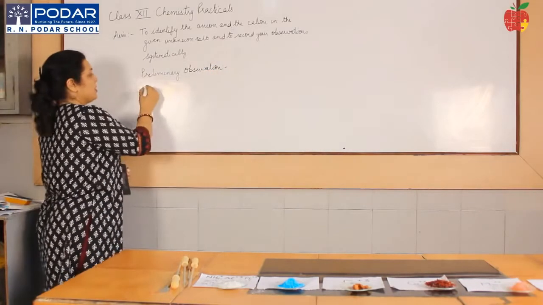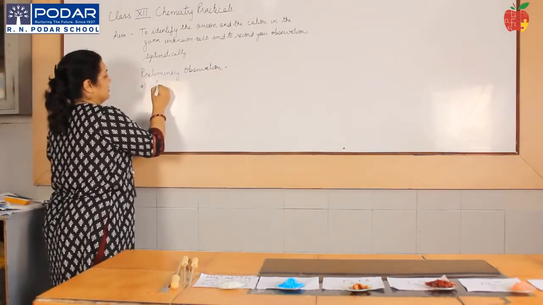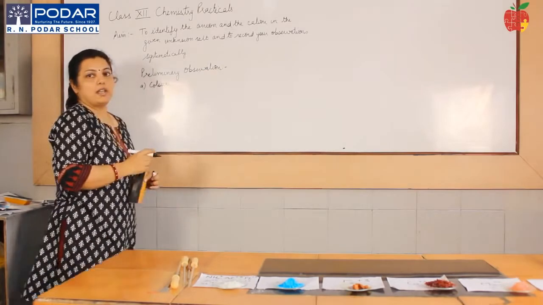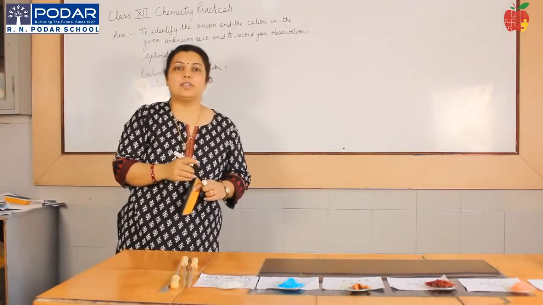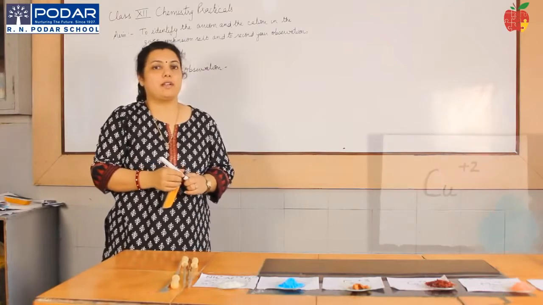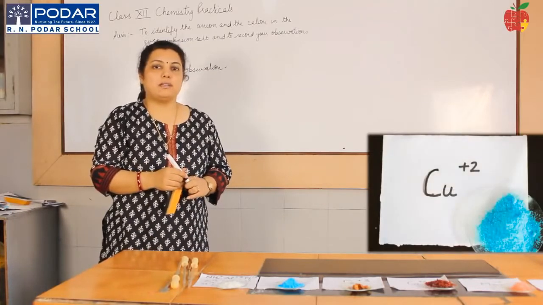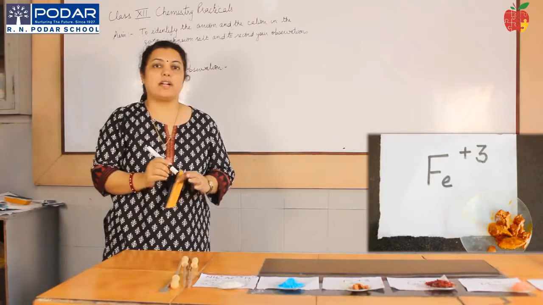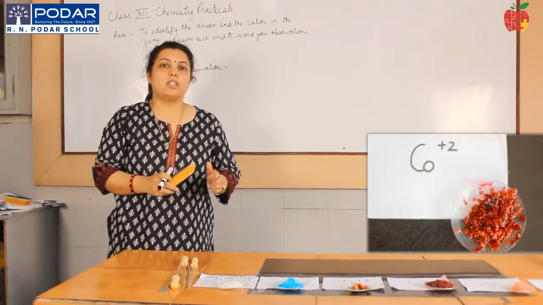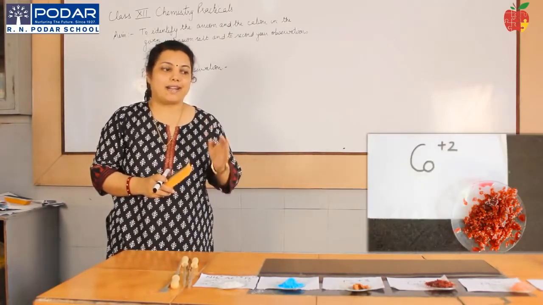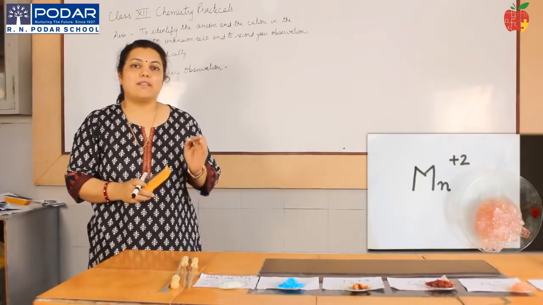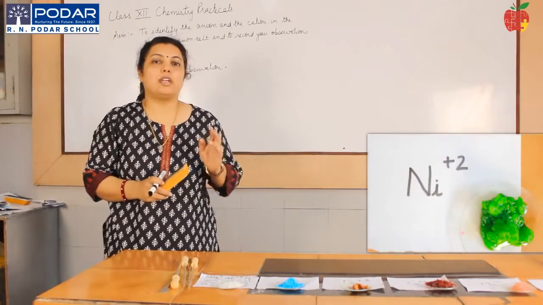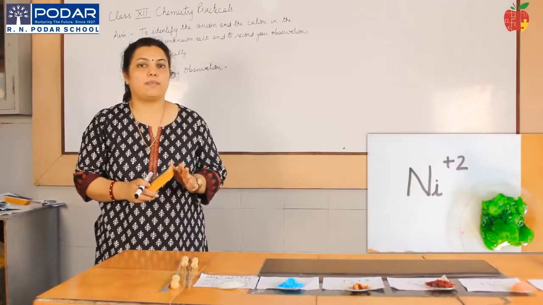In your preliminary observation, you will look at the color. Some of the salts are colored, and the color of the salt is due to the presence of your cation. Your copper salts are blue in color. Your ferric salts are reddish brown in color. Your cobalt salts are dark pink or dark red in color. Your manganese salts are very light pink in color. And your nickel salts are bluish greenish in color.